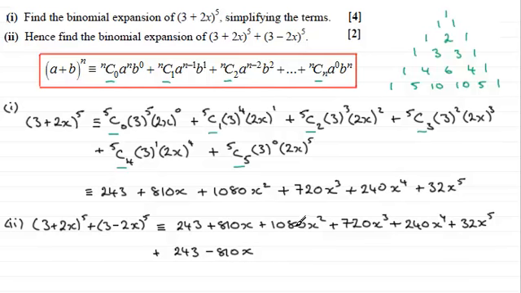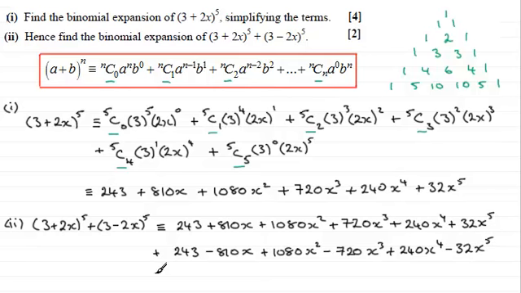When we come on to this term here, the third term, minus 2x all squared is going to be positive. So this is going to be a positive term. Now you most probably can start to see what's going to be happening now. This term here is going to be minus 720 x cubed. And this one will be plus 240 x to the power 4. And this one minus 32 x to the power 5.